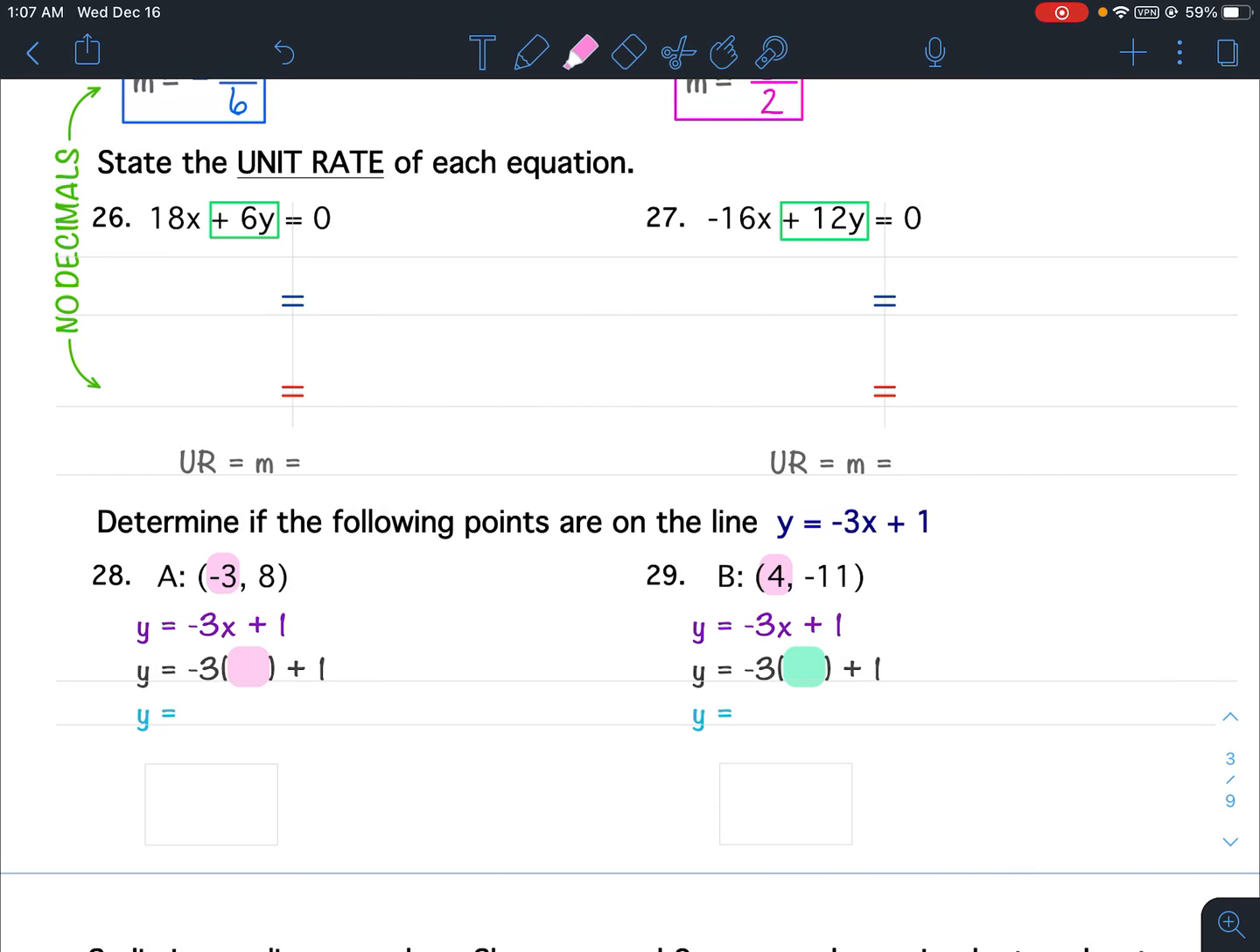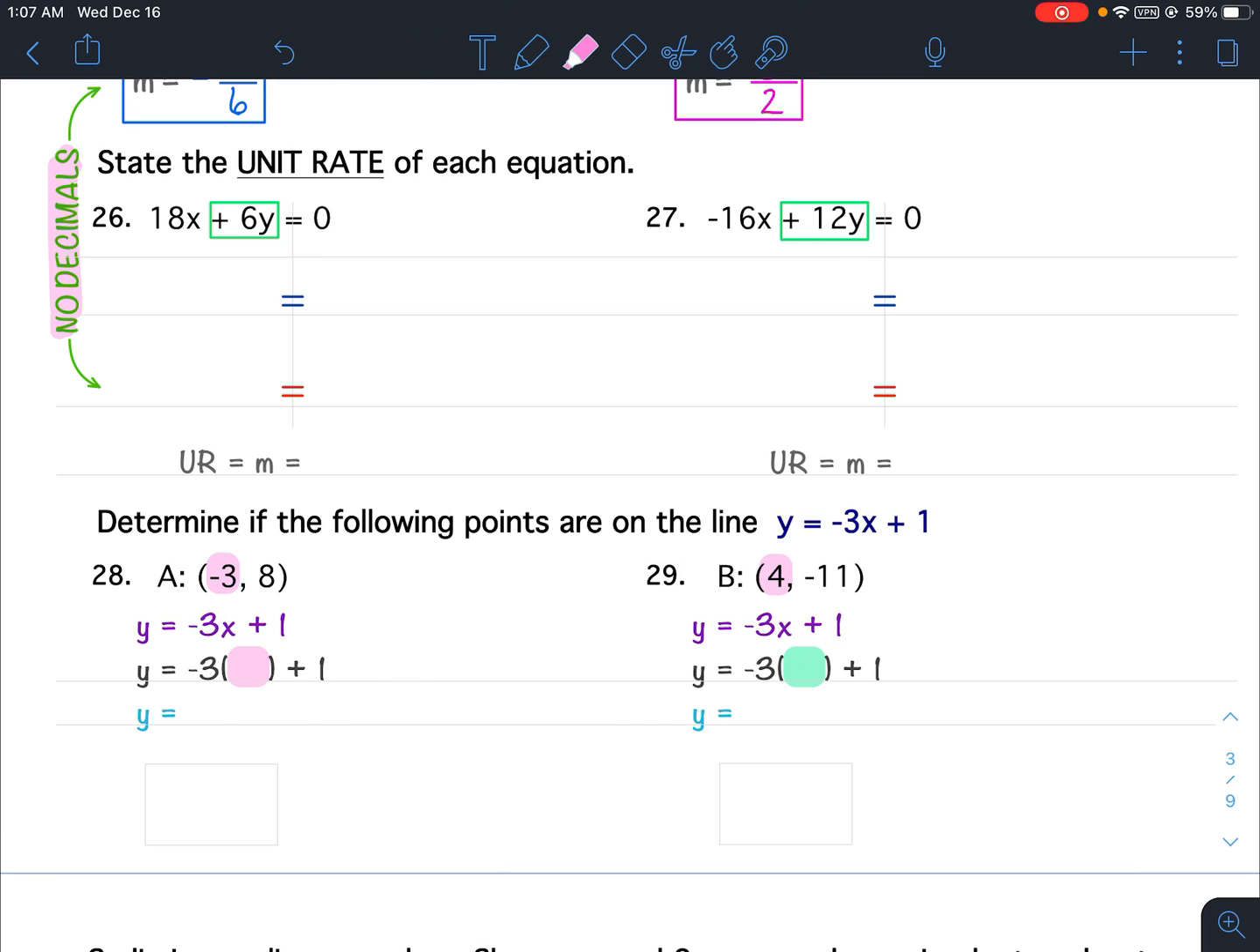Scientific Notation and Linear Equations, Lessons 4 through 7 review. Questions 26 through 29. I want to remind you that, again, for 26 and 27, no decimal. So if you put it in your calculator and you get a decimal, then what you need to do is change that to either an improper fraction or a fraction.